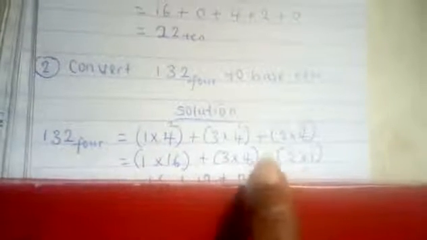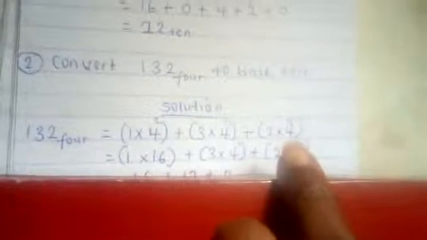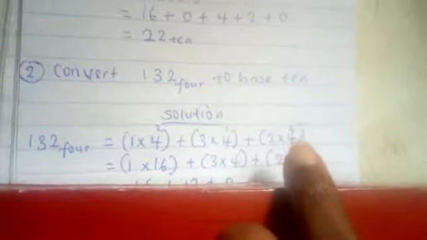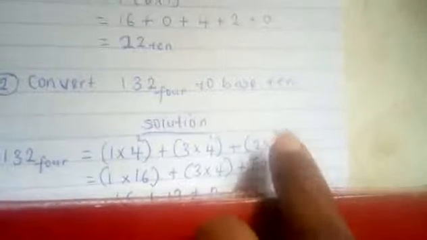Okay, let's go to example 2. We are converting 132 base 4 to base 10. To convert anything from base 4 or any other base to base 10, we make use of this expansion method. We have 1 times 4, plus 3 times 4, plus 2 times 4. Then from the last digit, you start labeling 0 on top: 0, 1, and 2.